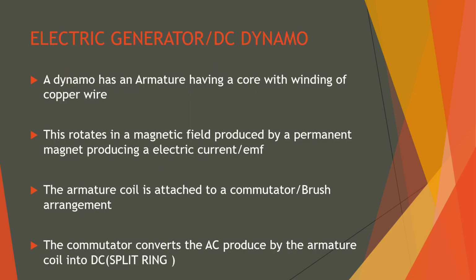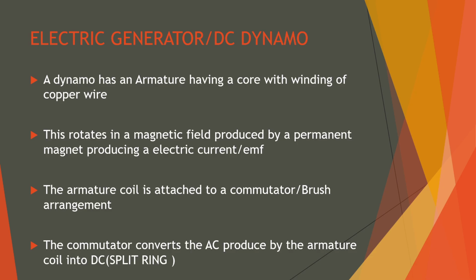Now what is an electric generator or a DC dynamo? What are the components? A dynamo basically has an armature having a core with a winding of copper wire, many hundreds of turns of copper wire on it. When the armature rotates in a magnetic field, which is normally produced by a permanent magnet, it produces an electric current or an EMF.